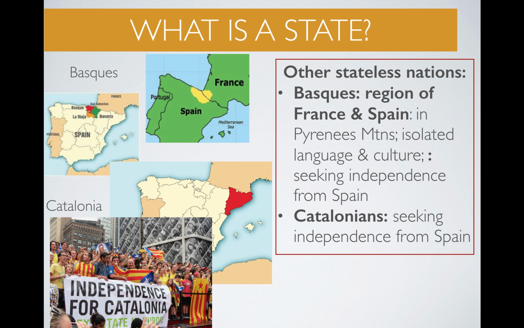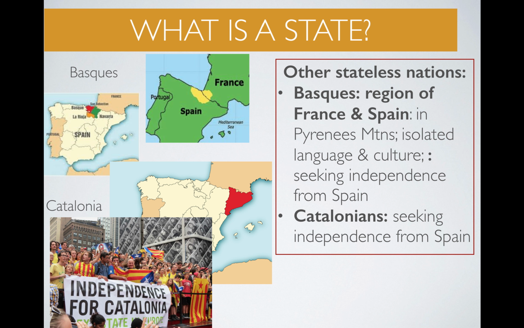Other examples of stateless nations, some review a little bit here back to language. One would be the example of the Basques. The Basques are in the northern region of Spain, you can see in the map up top left. They're located within France and Spain, excuse me, in the Pyrenees Mountains. They have an isolated language and, in many senses, an isolated culture that's very different from the language of France and Spain. As a result, they seek their own territory. They seek to have a place that would be their state.